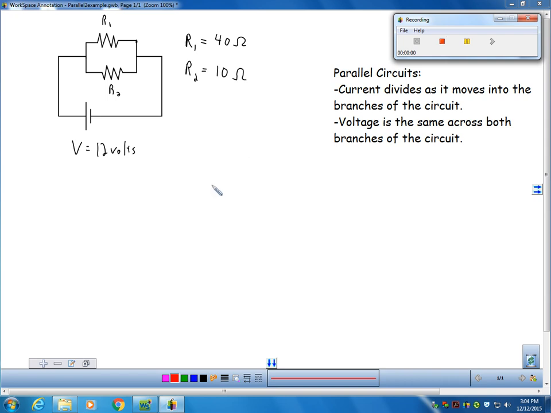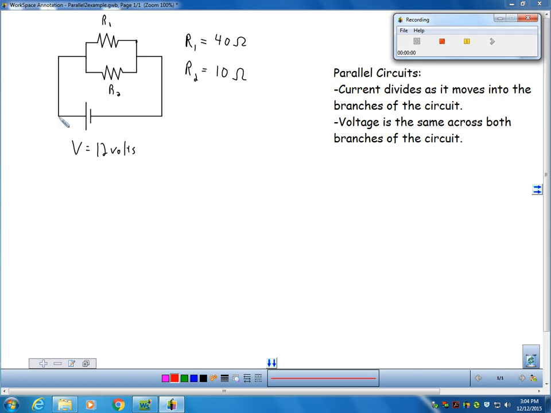Today we're going to be looking and thinking about parallel circuits and how current moves through a parallel circuit and how voltage acts in a parallel circuit. So here we have a parallel circuit. What defines it and what makes it a parallel circuit is the fact that there is more than one path around the circuit between the positive and the negative poles.